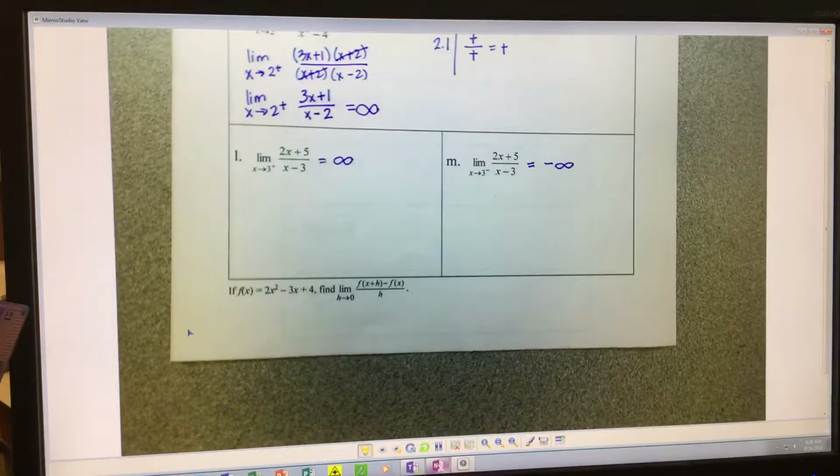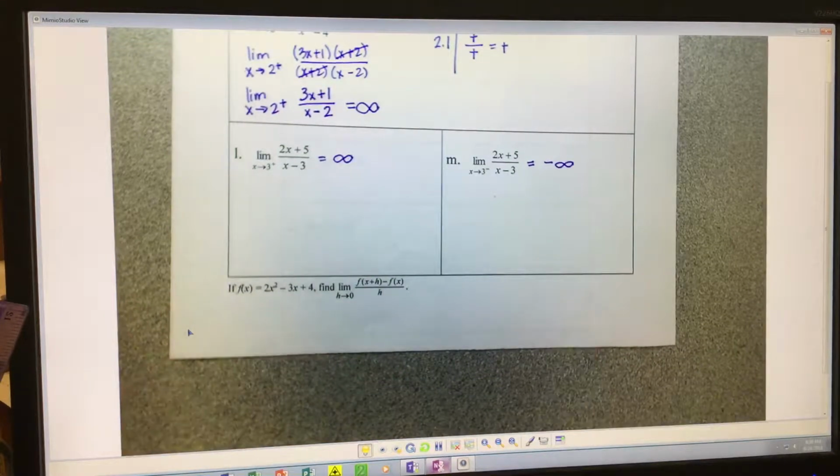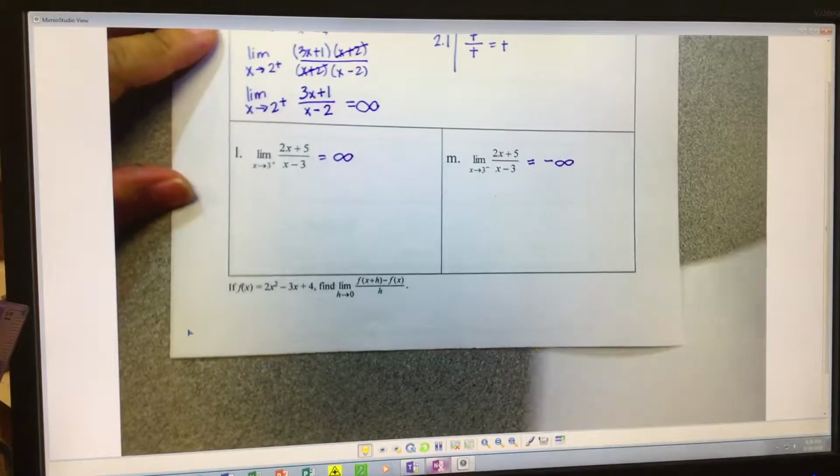All right, we are going to look at this problem down here. I know there's no space, and I don't know how we're going to get this to, well, you probably have space on yours.